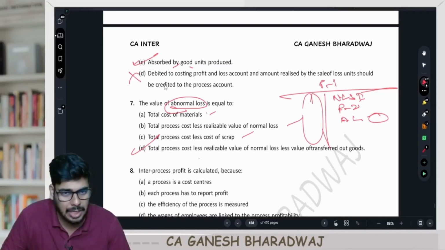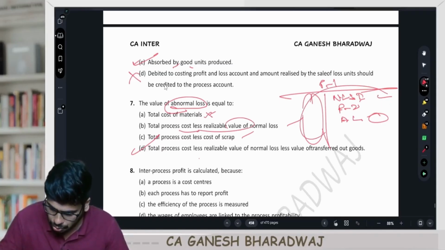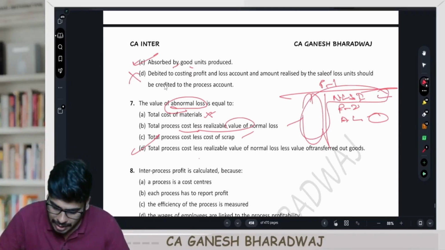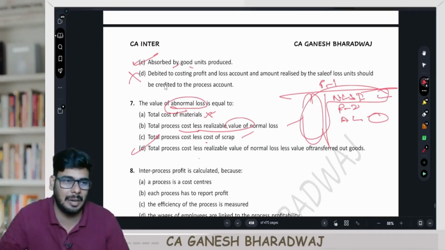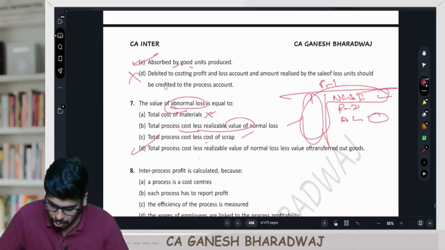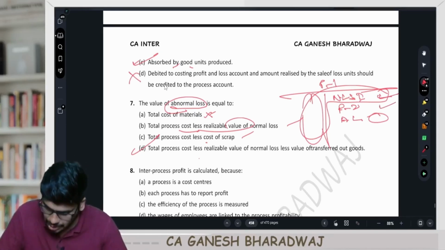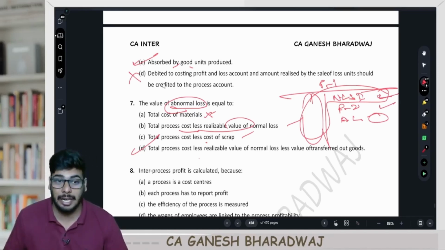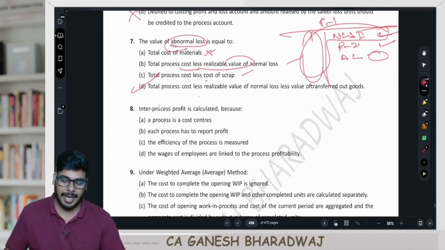So abnormal loss is not only the cost of material. Process cost less the realizable value? No, that is the total value, that is the net total expected cost. Then total process cost less cost of scrap? No, right? Then total process cost less realizable value of normal loss less the value of transferred out goods. Clear with this? Only D is correct. Guys, clear with this? Read it carefully before you answer. Next, 8.